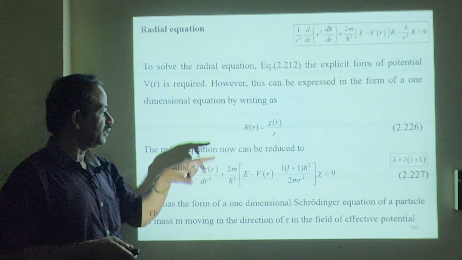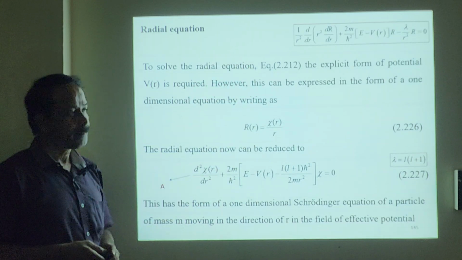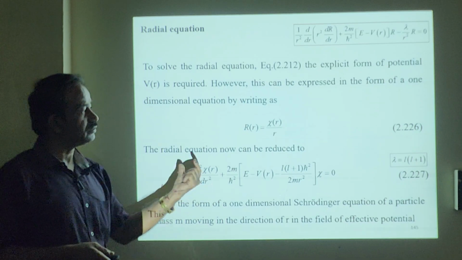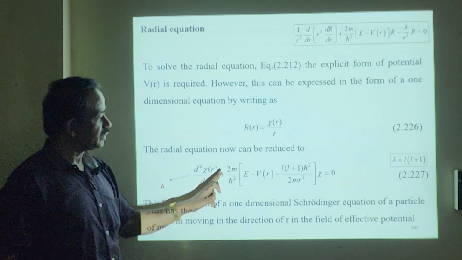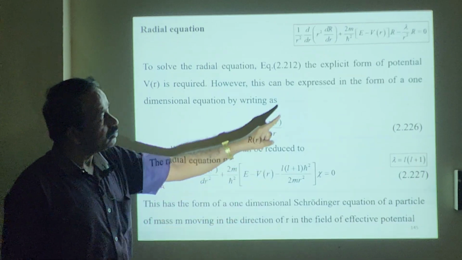You just substitute and just try. That will be your assignment. Okay. You just try. You will get this expression. So that will be your assignment. Plus 2m by h bar squared into E minus V of r. You look at this one.